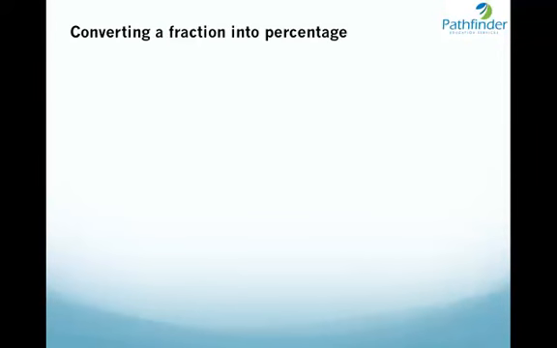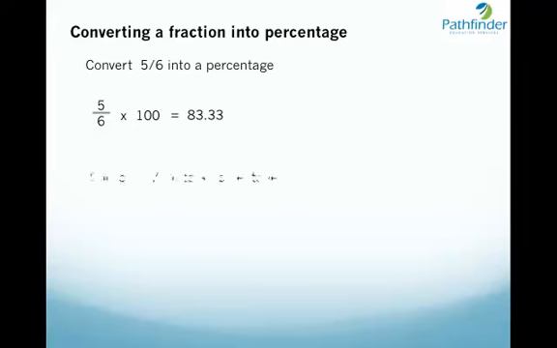Now, just as we have converted percentage into a fraction, we should be able to convert a fraction into a percentage also. For instance, convert 5 by 6, that is a fraction, into a percentage. To convert a fraction into a percentage, multiply the fraction by 100. So 5 by 6 into 100 gives us 83.33%. Convert 7 by 8 into percentage. So 7 by 8 multiplied by 100 will give you 87.5%.